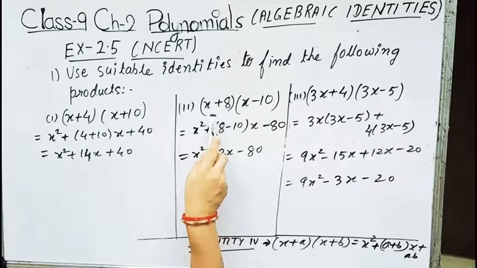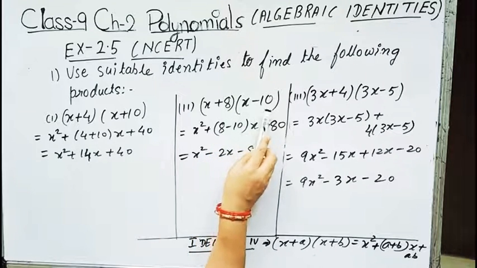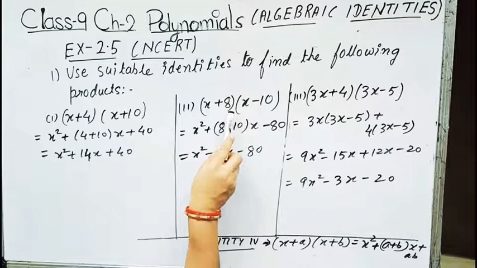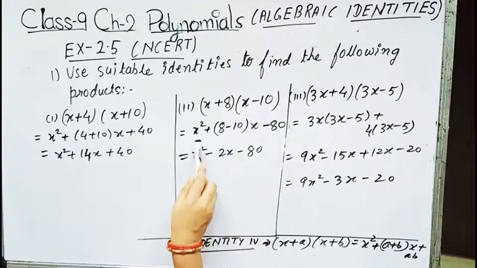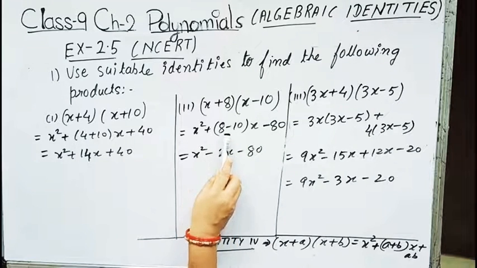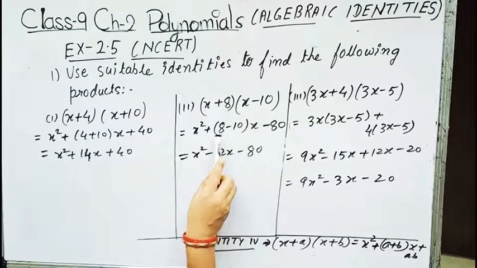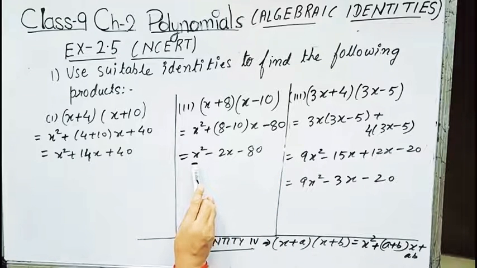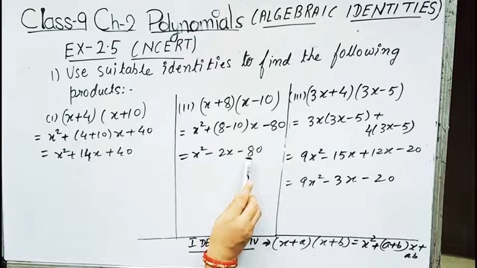Subpart number 2 is (x plus 8) into (x minus 10). So this again I can write as x square plus (a plus b) into x plus ab, where a is 8 and b is minus 10. So over here, x square plus (8 minus 10) into x, plus ab, that is 8 into minus 10, that is minus 80. So this will be equal to x square minus 2x minus 80.